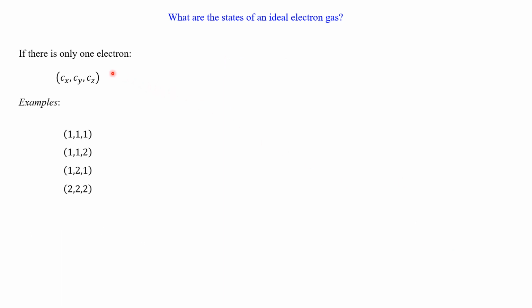So let's recall what we already know. We know that if there is only one electron in the box, then the states are labeled by combinations of natural numbers. For example, 111 is one state. We usually call this a ground state. It's the state with the lowest energy. 112 is another state, 121 is another, 222 is another, and so on.